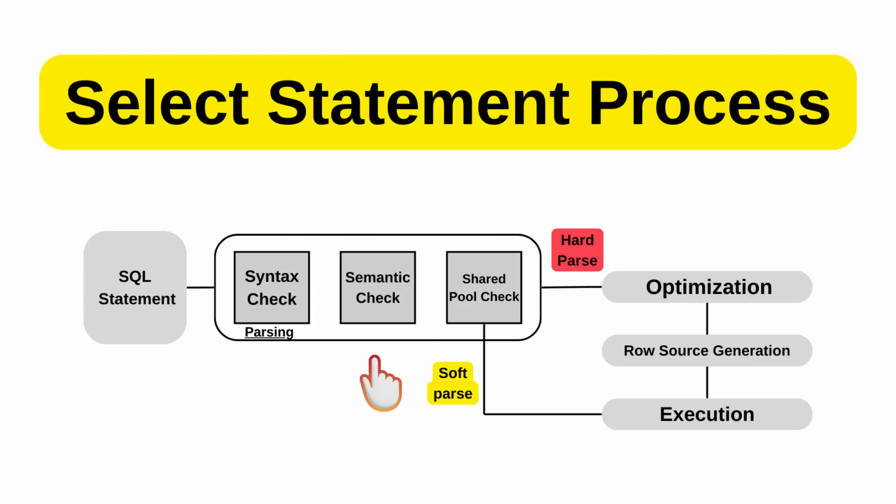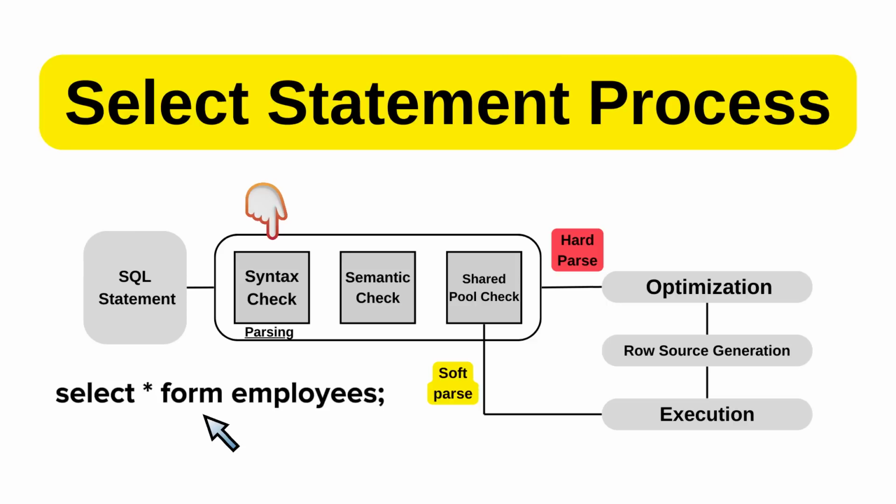First, SQL parse operation is performed. Parse process consists of 3 stages. The first stage is syntax check. Oracle database must check each SQL statement for syntactic validity. A statement that breaks a rule for well-formed SQL syntax fails the check. For example, the following statement fails because the keyword from is misspelled as form.